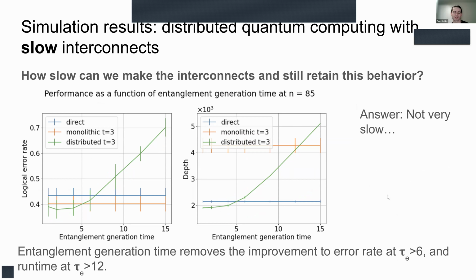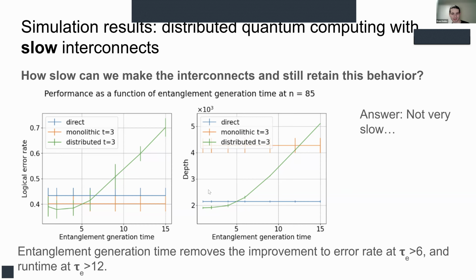And you can see pretty much exactly what you'd expect. As the entanglement generation time increases, at a certain point, this time of just idling and waiting for more Bell pairs to be generated so that you can do the next set of intermodule gates overwhelms the rest of the circuit, and that takes up all of your runtime and causes a lot of error through idle errors.